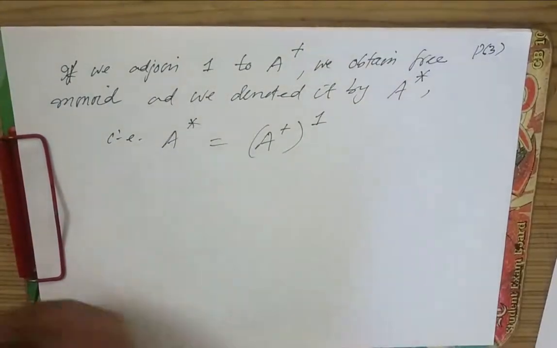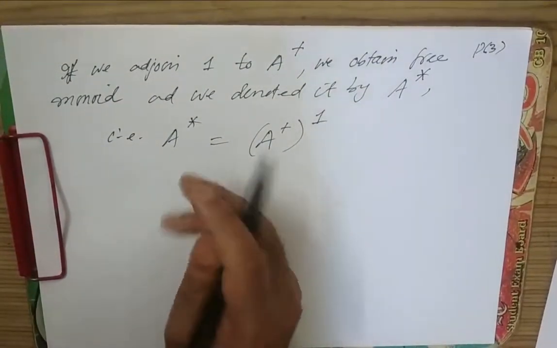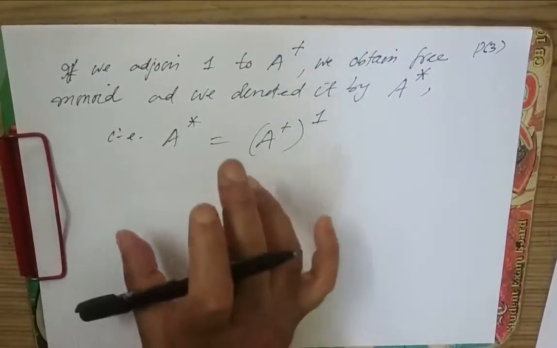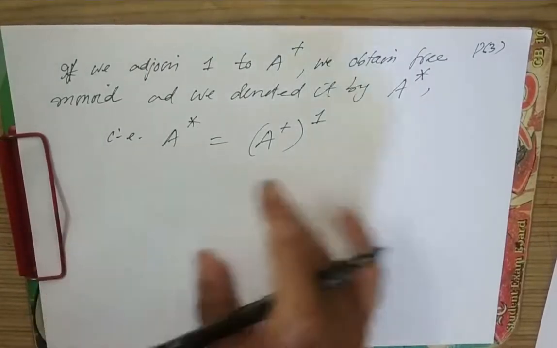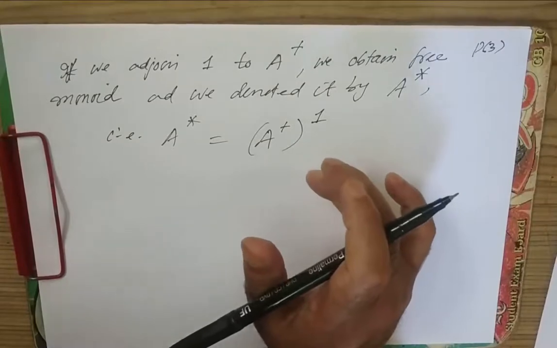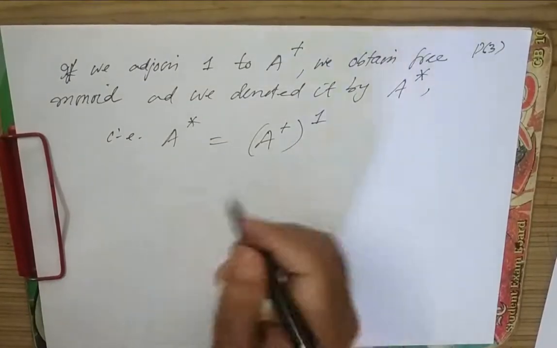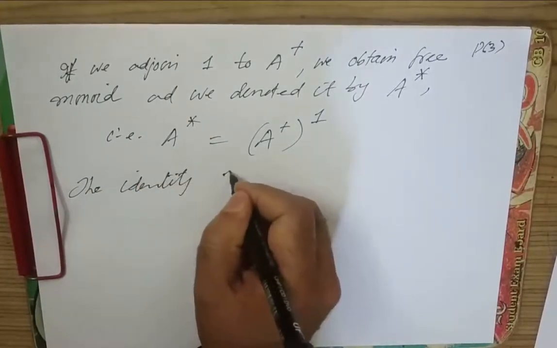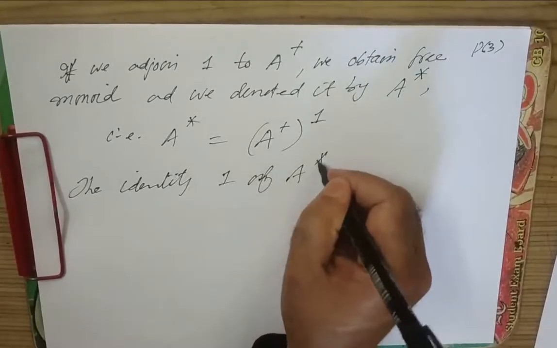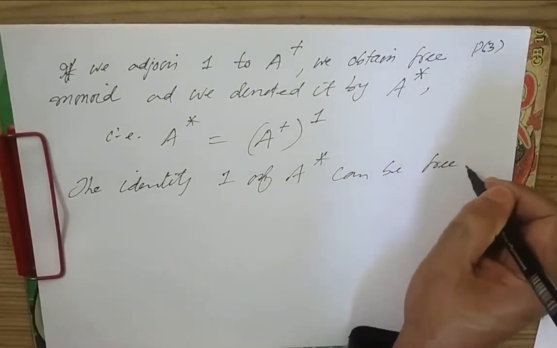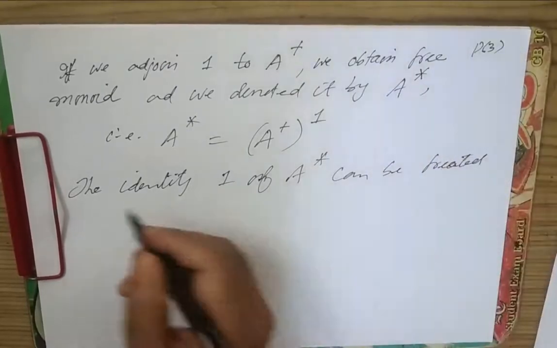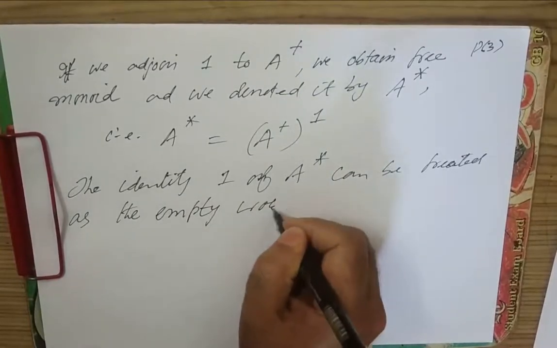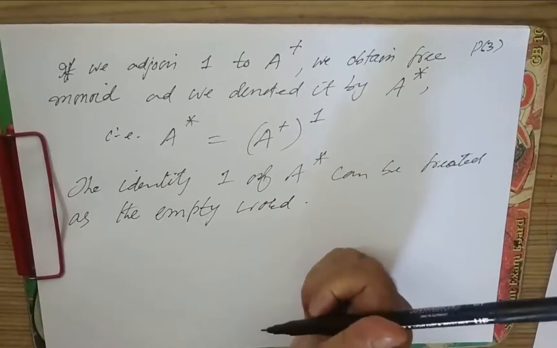Okay, A plus 1, like S 1. But what's this 1? 1 is an identity, but we are clubbing the words when we apply the binary operation on two words. We are just clubbing these words. So this one can be treated as the empty word. The identity 1 of A star can be treated as the empty word, a word with no letter.